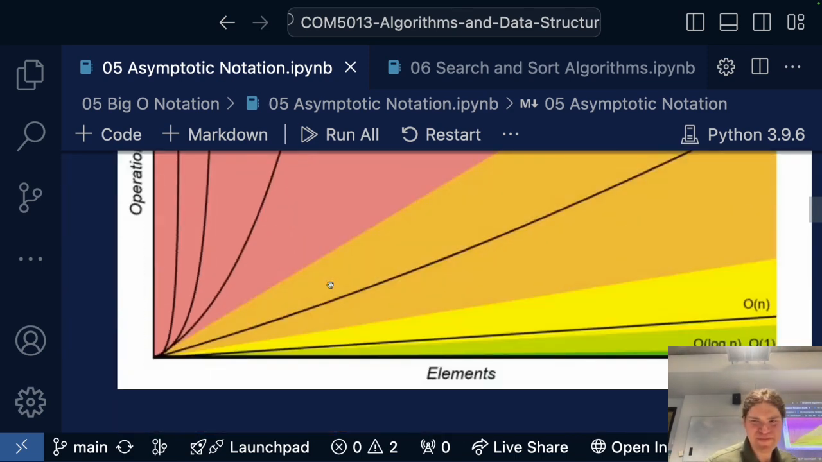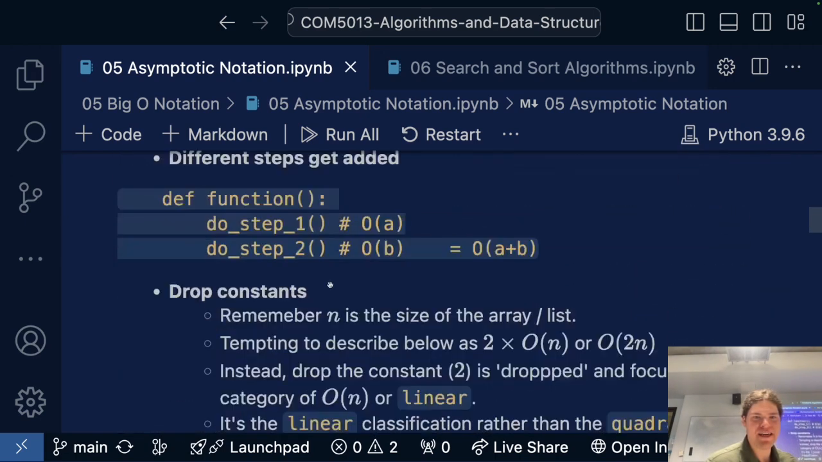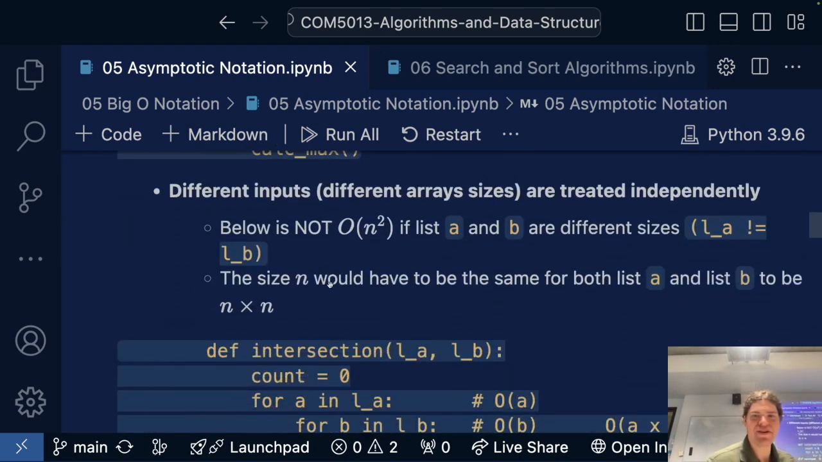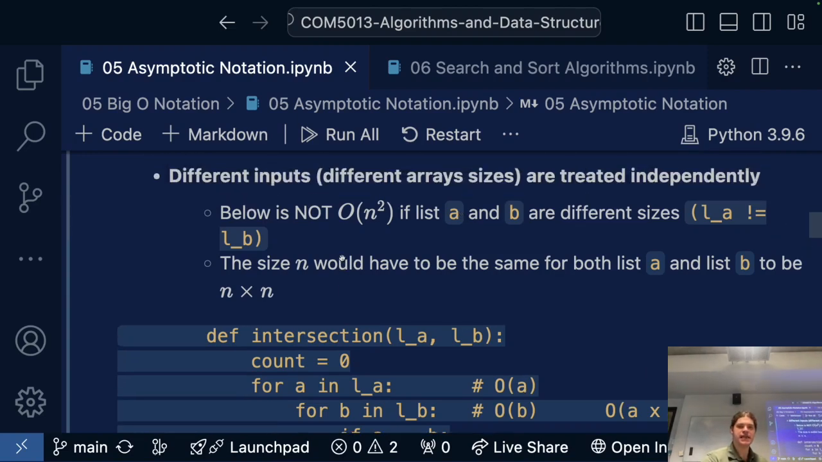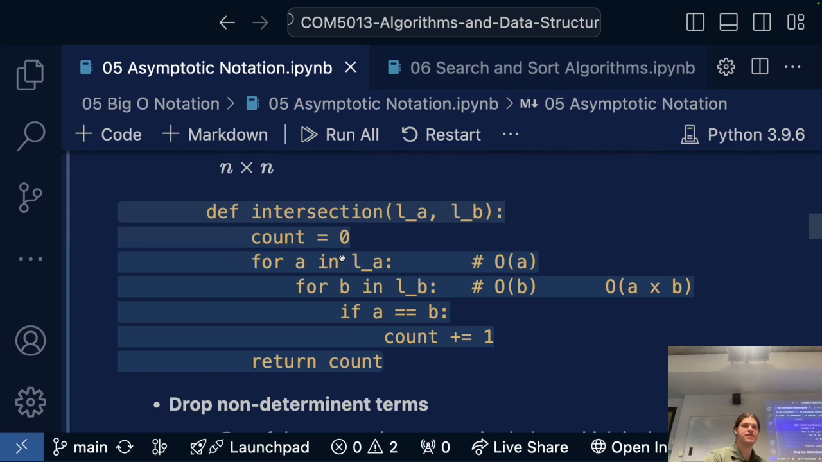Let's look at the third point. So from here, different inputs. Be aware of different inputs that are treated independently. Let's have a look at this example bit of code. We've got 2 lists: list A, L underscore A, and list underscore B.